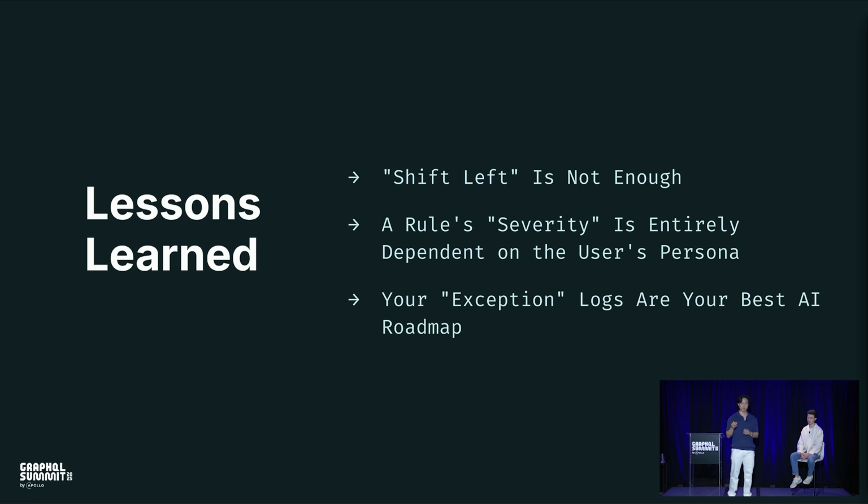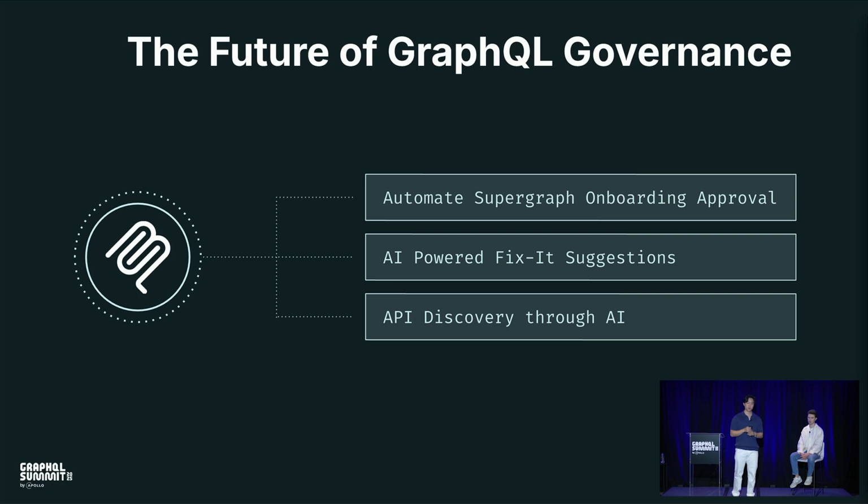Every time we hit a wall with a static rule or a developer had a use case that broke our assumptions, it became a kind of perfect signpost. Each of these exceptions pointed us directly to where AI's ability to understand context and nuances can help us deliver the most significant impact. So we're incredibly proud of what we built, but we're just getting started.